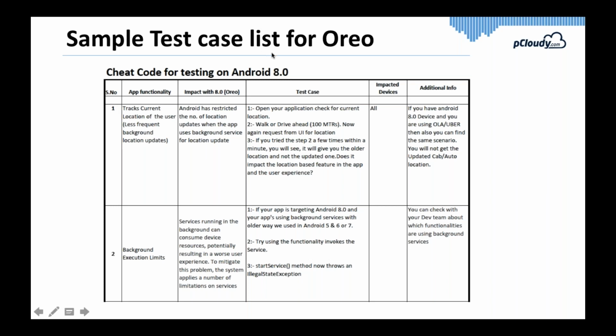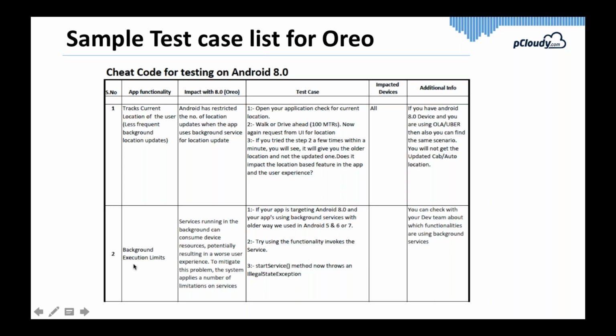So we have mentioned the test case as well, and this is a generic test case because we're not talking about one specific app. It's just a guideline for you to understand how you can use this test case for your application functionality. The first row says that if your application has a location feature, you need to test on 8.0 thoroughly, because there is a change in 8.0 which will impact it.